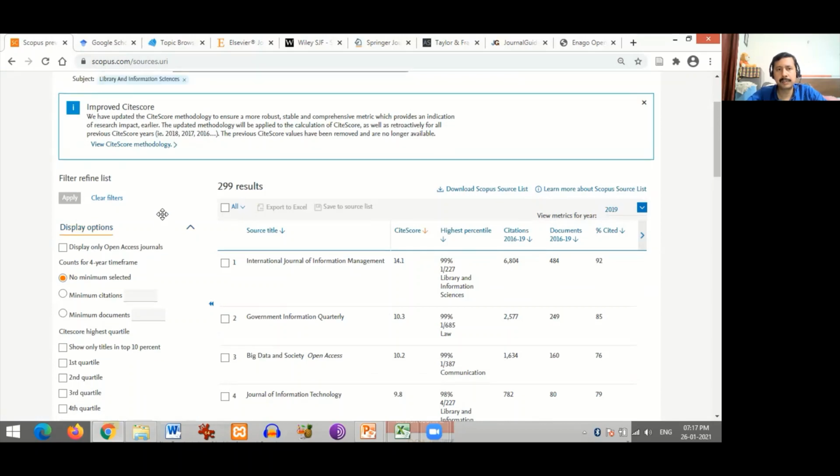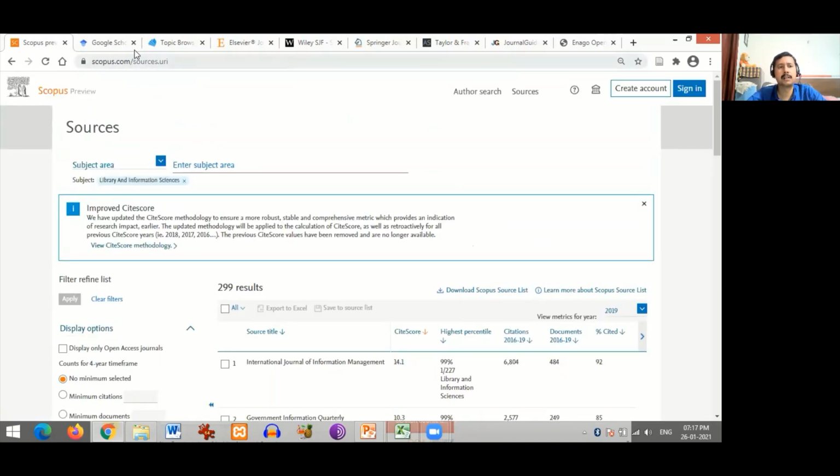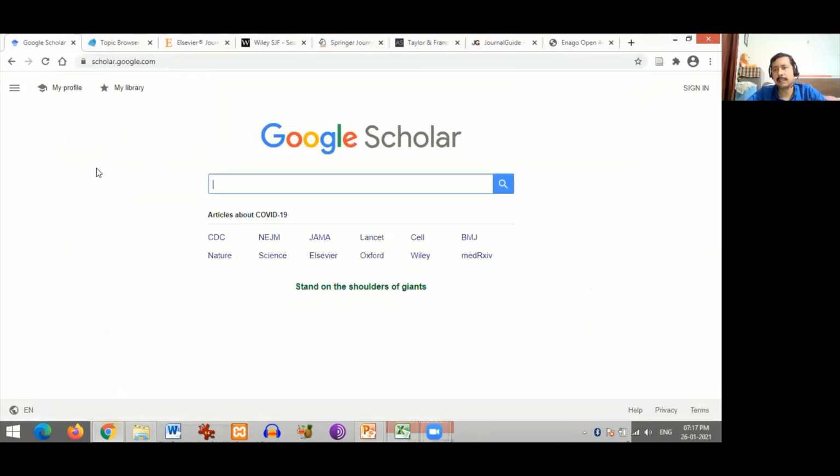This is about Scopus sources list, scopus.com/sources. Then Google Scholar, apart from allowing individual authors to create profile and add their publications, also provides a list of high impact journals. How to get the list?